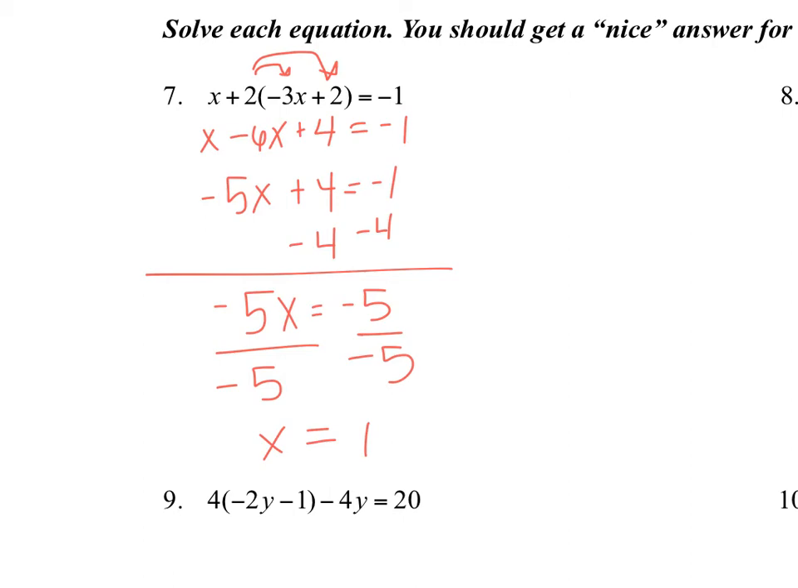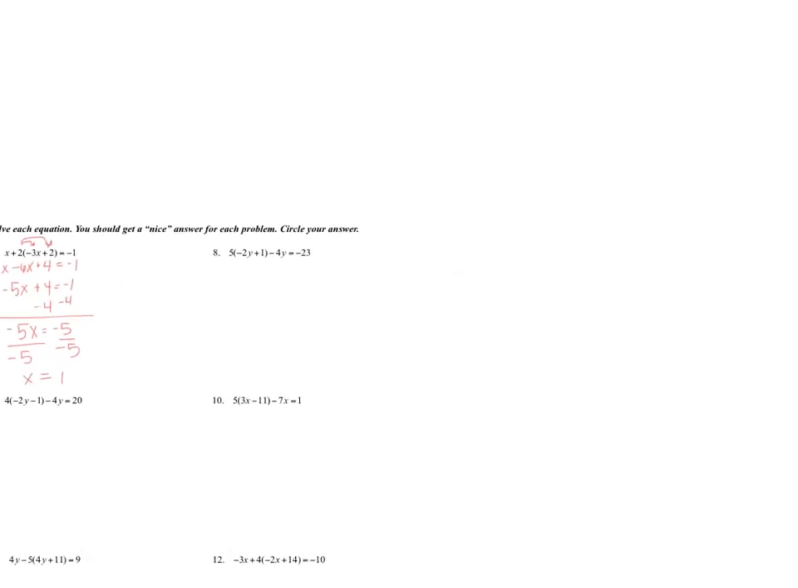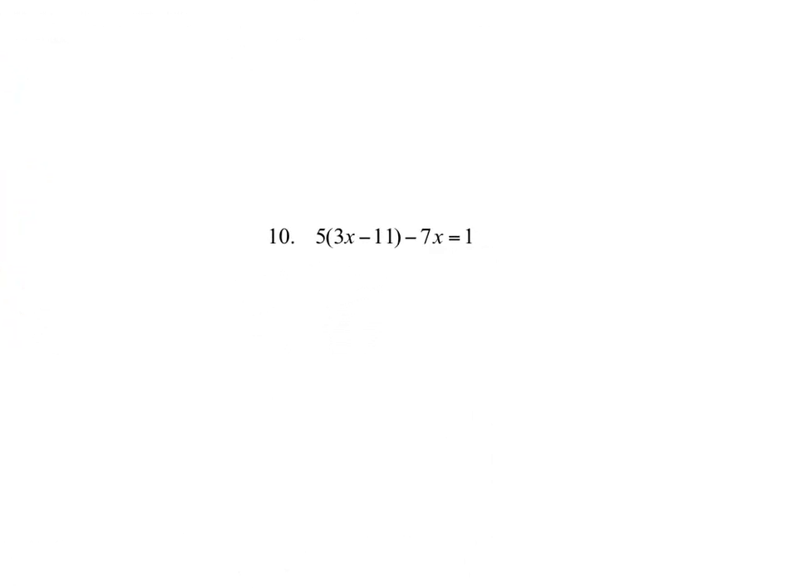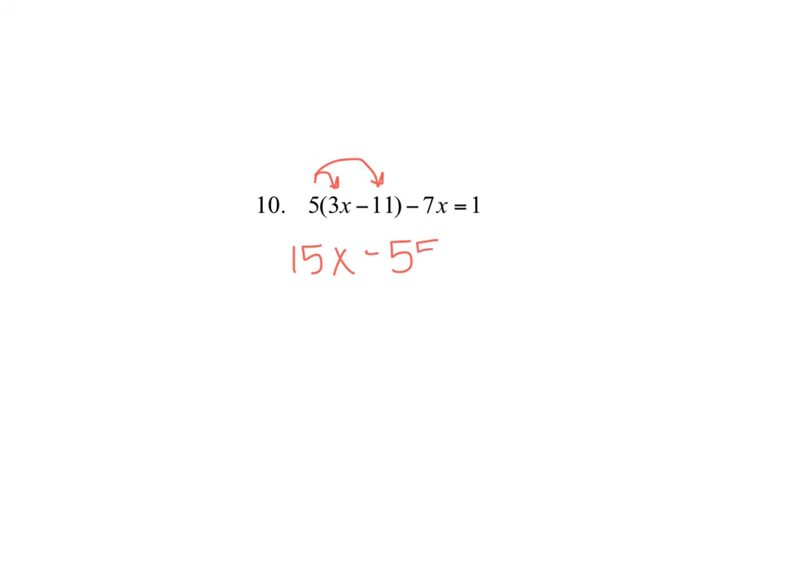All right, let's go ahead and take a look at number 10. Again, the first thing we are going to do is distribute that 5 to everything inside the parentheses. So 5 times 3x is 15x. 5 times negative 11 is negative 55. Bring down the rest of our equation. Now we're going to combine like terms. 15x minus 7x gives me 8x minus 55 equals 1.